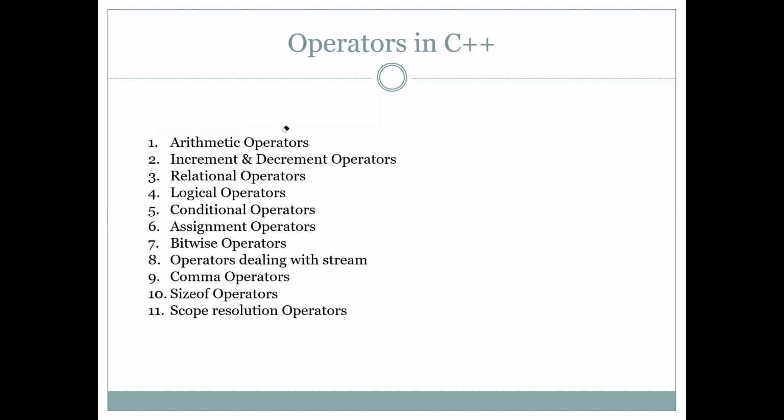So there are a total of 11 types of operators in C++. Arithmetical, increment, decrement, relational, logical, conditional, assignment, bitwise, then operators dealing with the stream, comma operator, sizeof, and the scope resolution operator. Okay. We will learn each operator one by one. So an operator does some operation on the operands, and this operation is normally specified by the operator symbol. So C++ has many operators, mainly classified as unary operators working on a single operand, and binary operators that work on two operands.